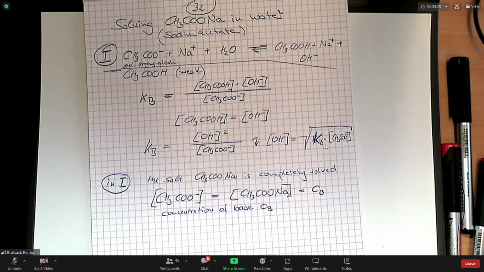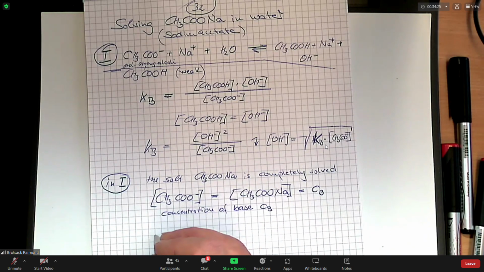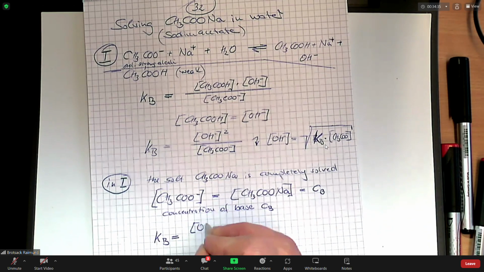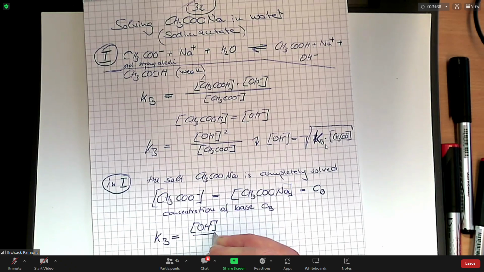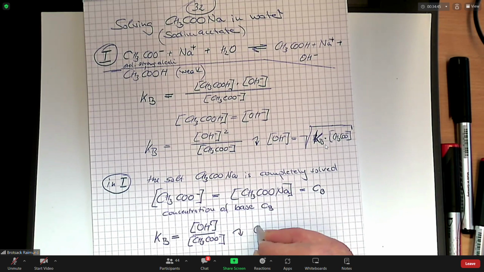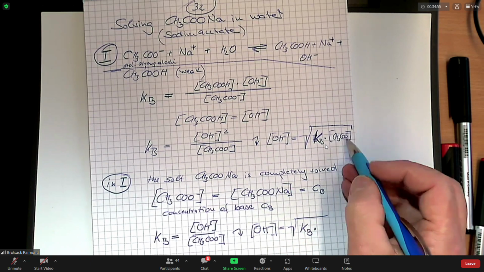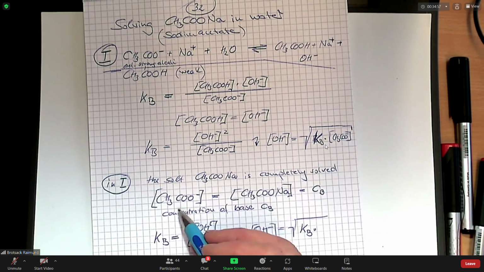And now coming back to the formula above, Kb, we had it already, is OH squared over the concentration of the acetate anion. That means the OH minus concentration is the root of Kb times that CH3COO minus, which we call Cb.